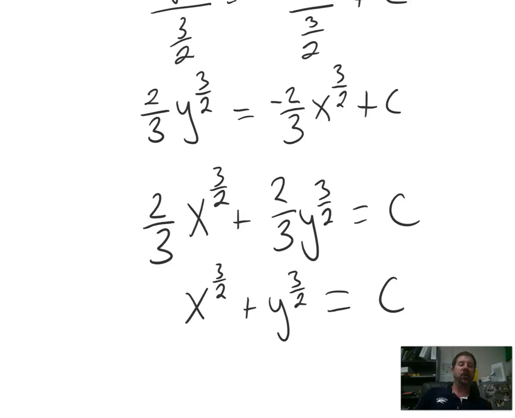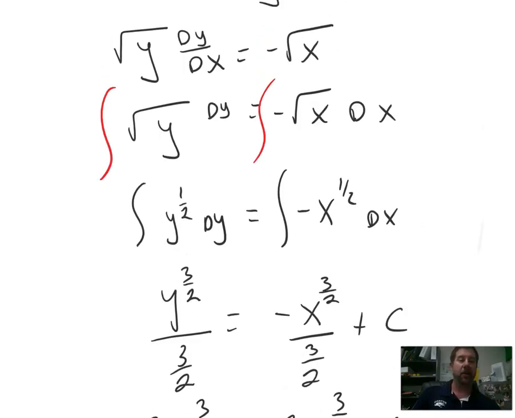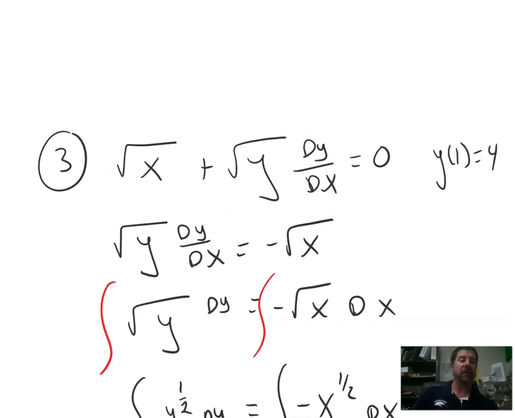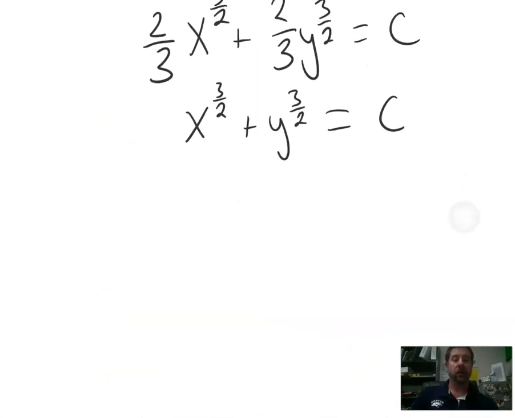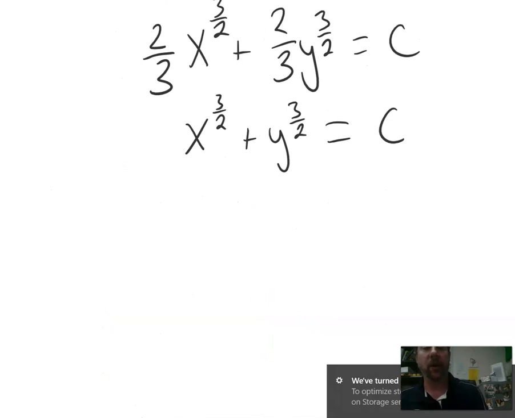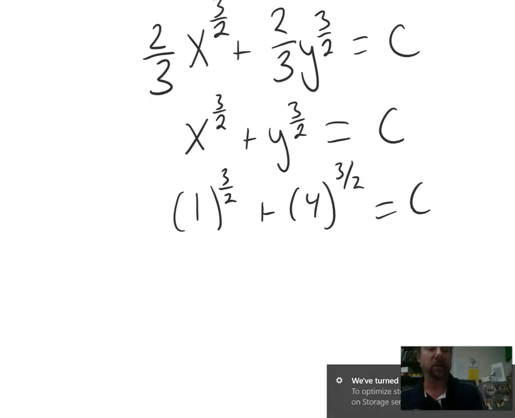But now with this equation, I'm ready to go back and grab my initial value, that y of 1 equals 4. So if y of 1 is 4, then my x value is 1, and my y value is 4, and I can use this to solve for c.